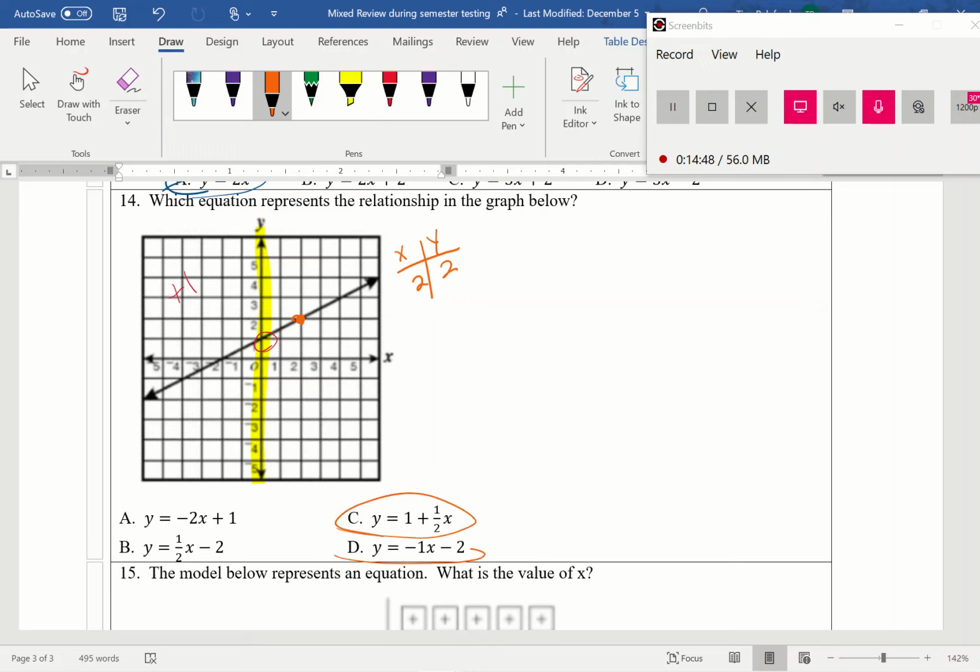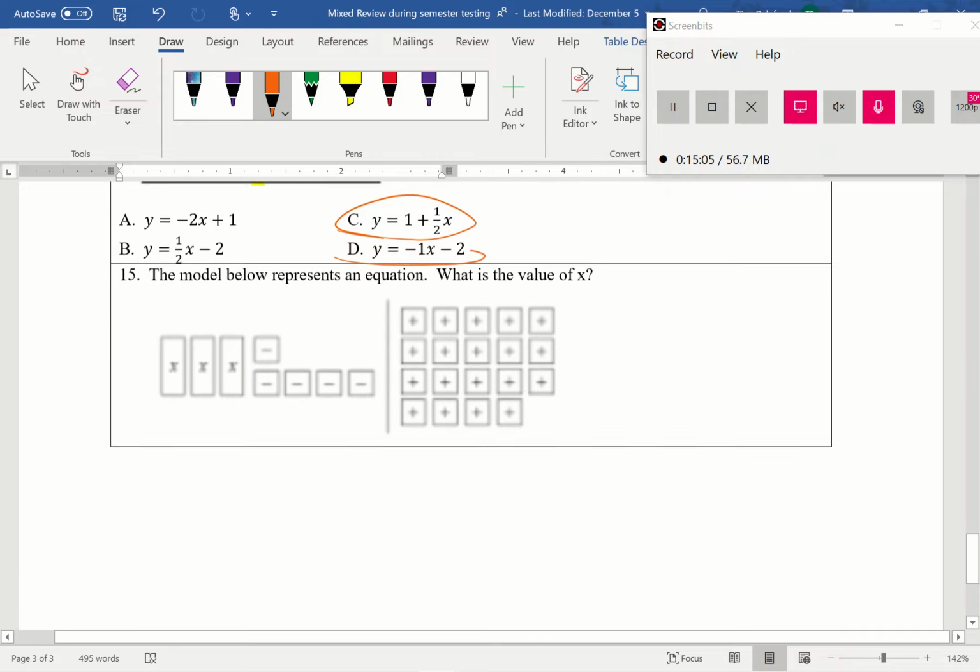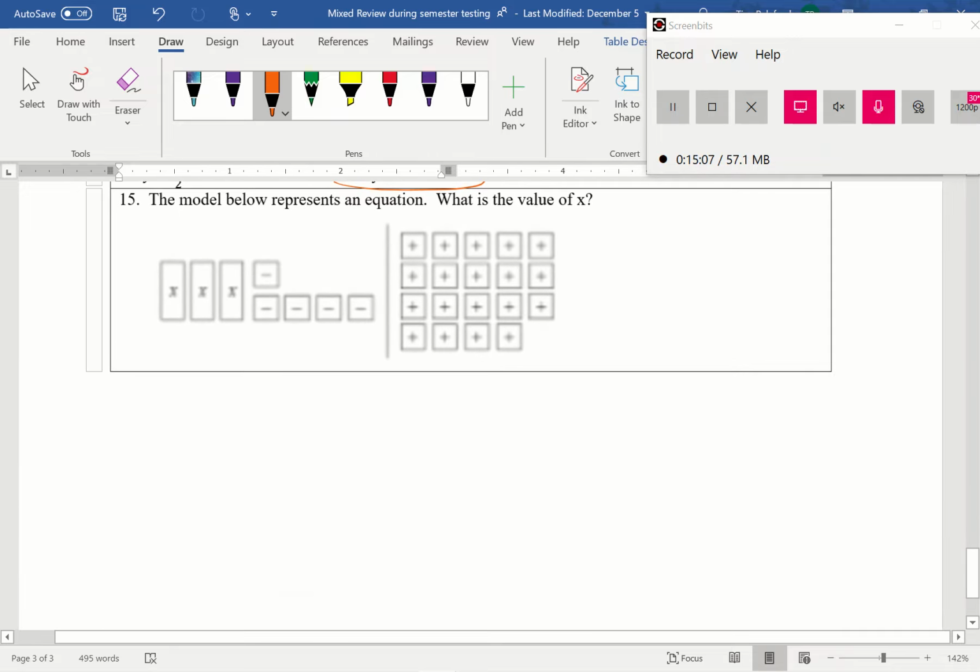So if you wanted to test B, it would be 2 equals 1/2 times 2 minus 2. If that does not give you the right answer, cross it off. It's not even when you should be testing. You should have crossed it off when you found out your y-intercept.